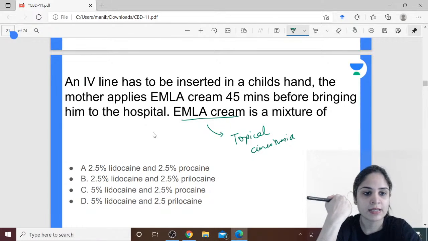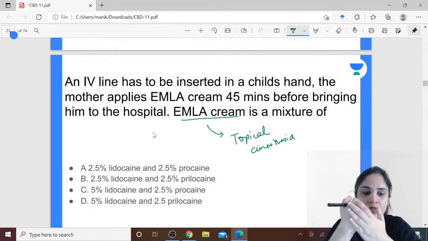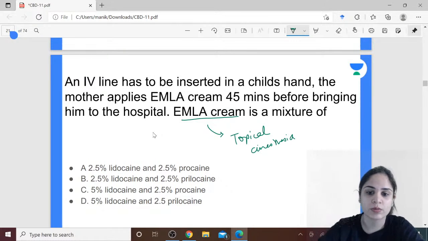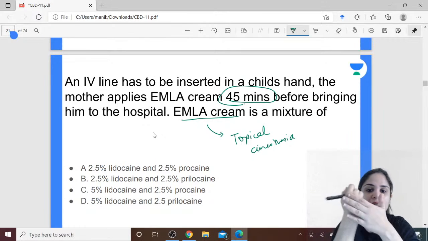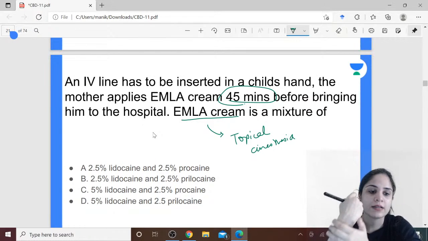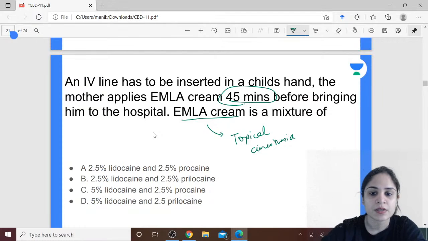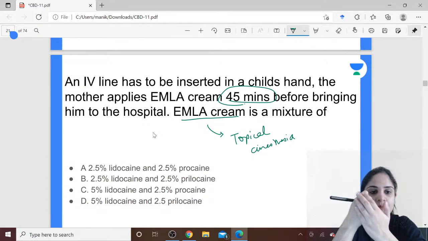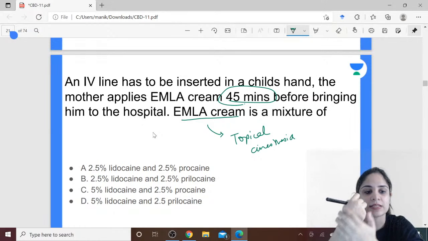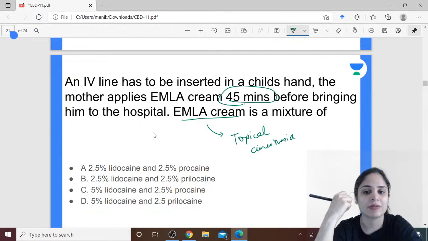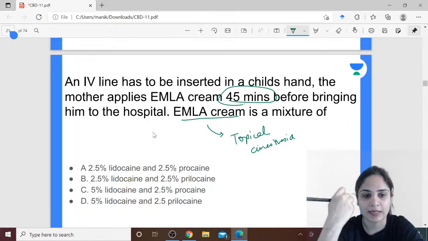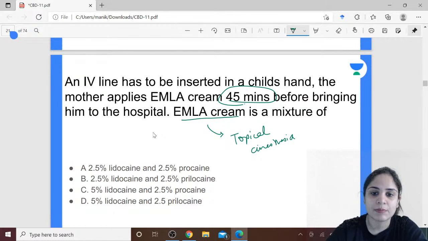At that time, I put this EMLA cream on, especially in children. I have to put it almost 45 minutes prior to taking the IV line. It takes a long time, it gets absorbed into the skin. So I put this EMLA cream and allow it to act, and after 45 minutes I take the IV line, so the child will not feel any pain. Now, what is this EMLA cream made up of?